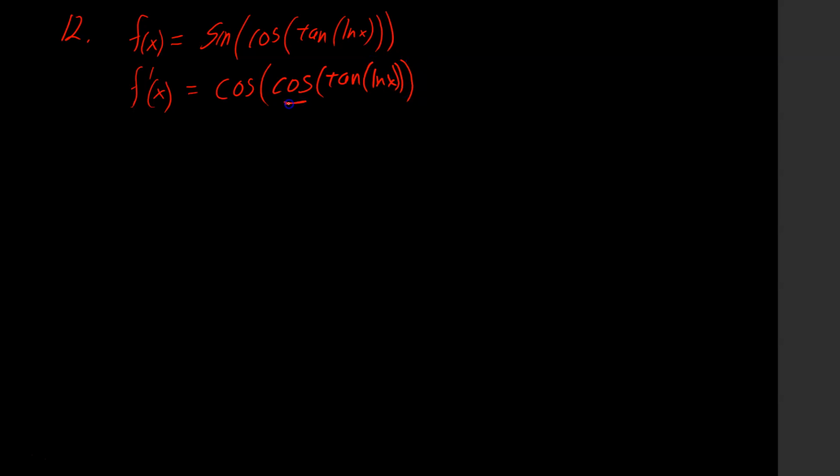The next innermost function was this cosine, which has a rate of change of negative sine of the same input. The derivative of tangent is secant squared of the same input. That input is natural log of x, which has a rate of change of 1 over x. This is a negative out here. None of that can be simplified because not much has the same input. These things are all multiplied. I'm going to stop.